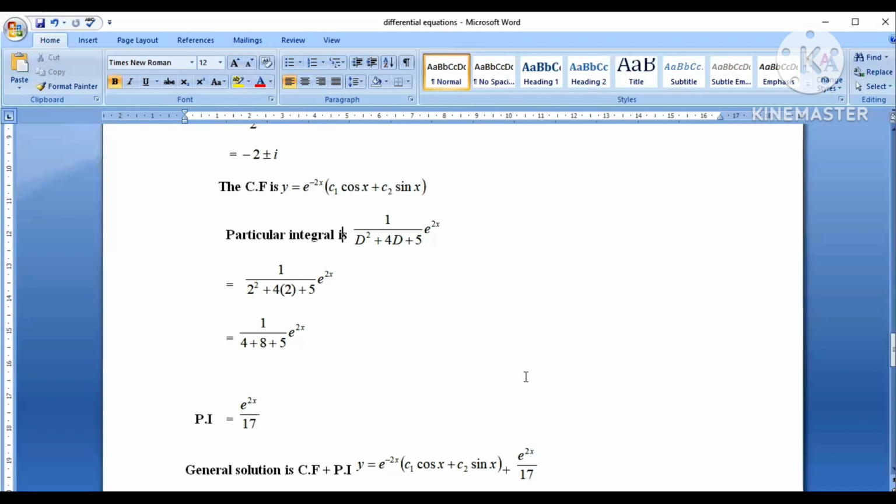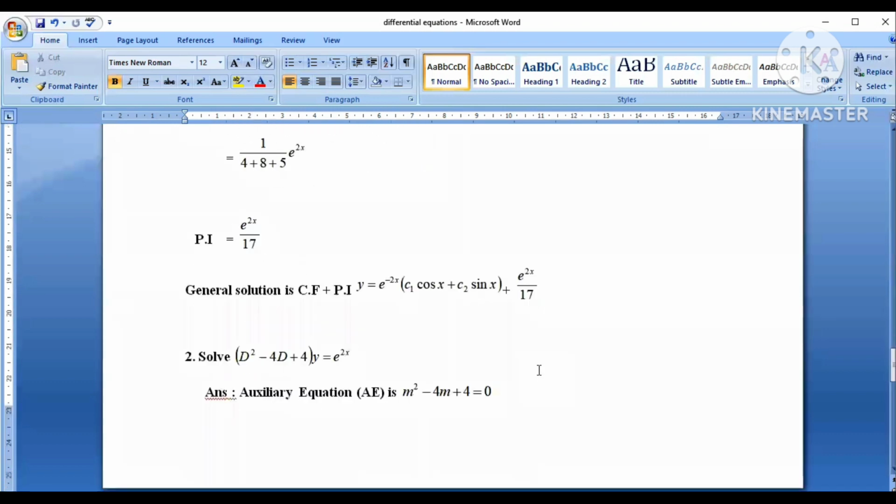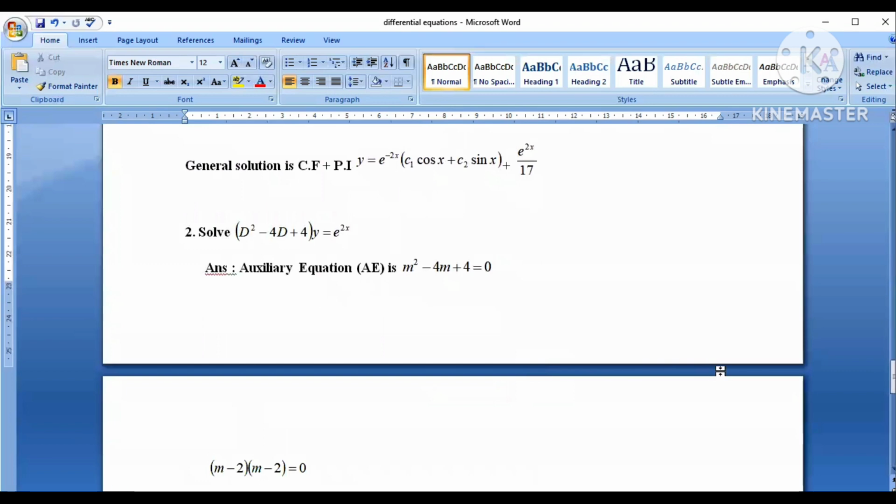So let us see one more problem. Solve d square minus 4d plus 4 into y is equal to e power 2x. So auxiliary equation is m square minus 4m plus 4 is equal to 0. M minus 2 into m minus 2 is equal to 0. M is equal to 2, comma 2. So the complementary function is y is equal to c1x plus c2 into e power 2x.